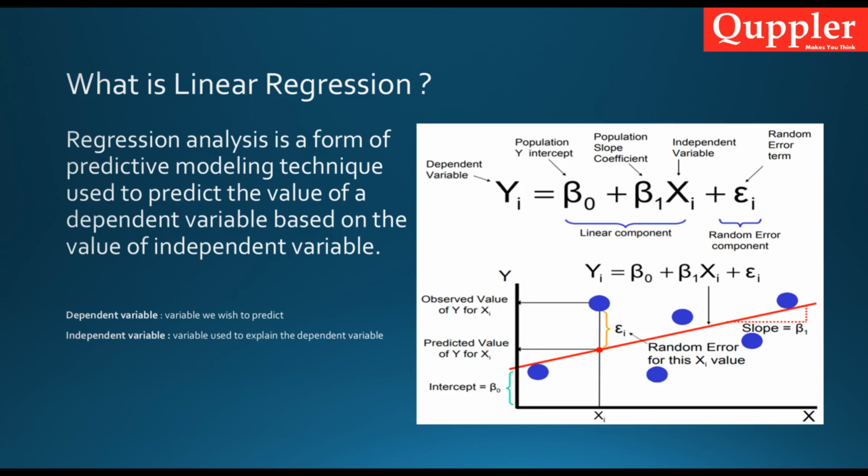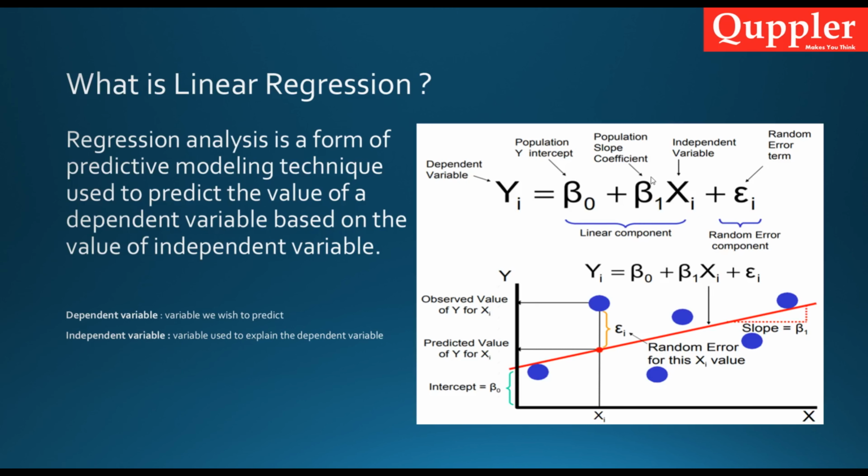Let's see this diagram. In this diagram, the blue points are my data points, and this red line is my best fit line. This is the equation of linear regression: y of i equals beta naught plus beta 1 x i, plus a random error term. What is y of i? This is my dependent variable, which we normally draw across the y-axis. Beta naught is where my best fit line cuts the y-axis, which we call the intercept or beta naught.